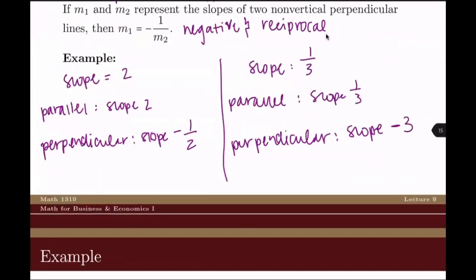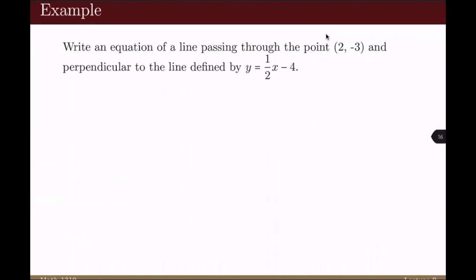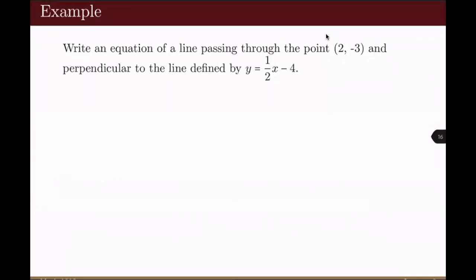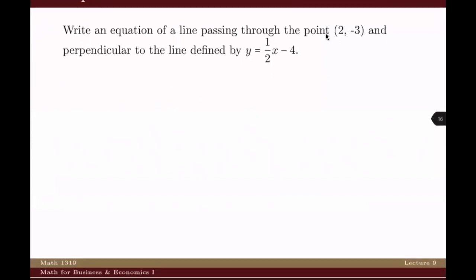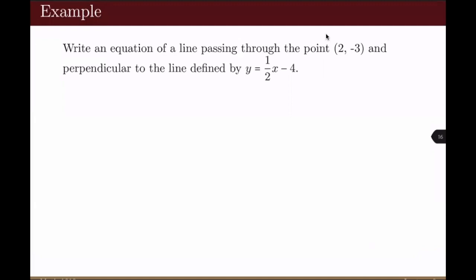Okay, let's keep going. Write an equation of a line passing through the point (2, -3) and perpendicular to the line defined by y equals 1/2 x minus 4. All right, so it's perpendicular. So what we need to do first is find our new slope. So the slope of my current line is 1/2. So my perpendicular slope is going to be negative and the reciprocal of 1/2, which is just 2.